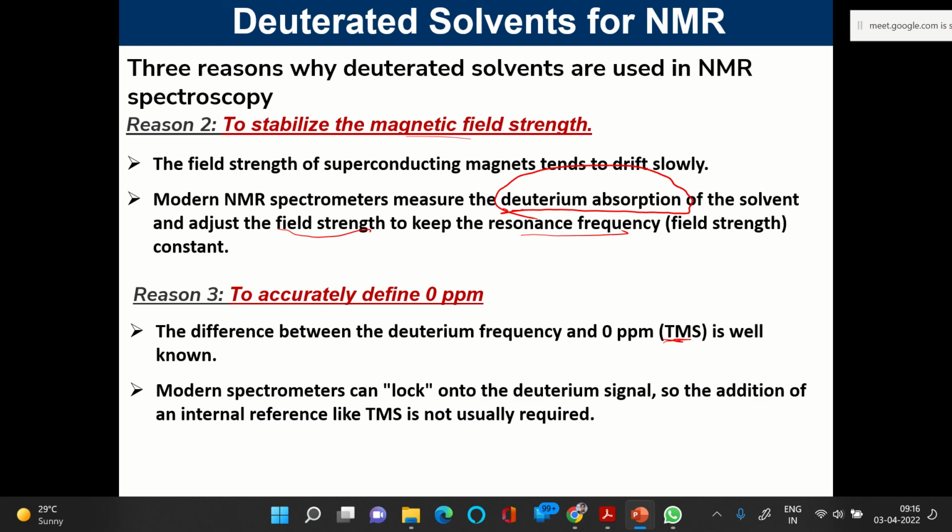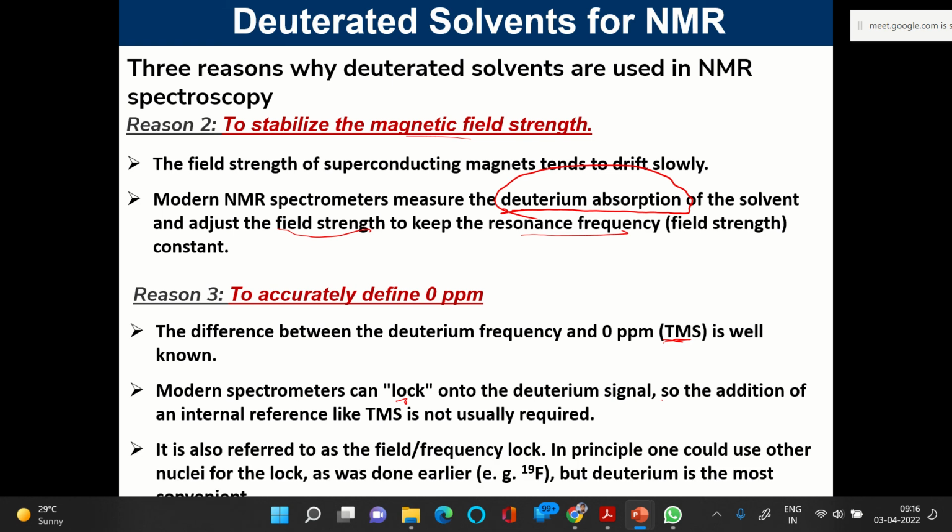So that deuterium frequency is used as a reference point, and so you lock onto that signal. TMS is not required, and this locking is field. This is also called frequency lock or field lock, in the spectroscopic sense.